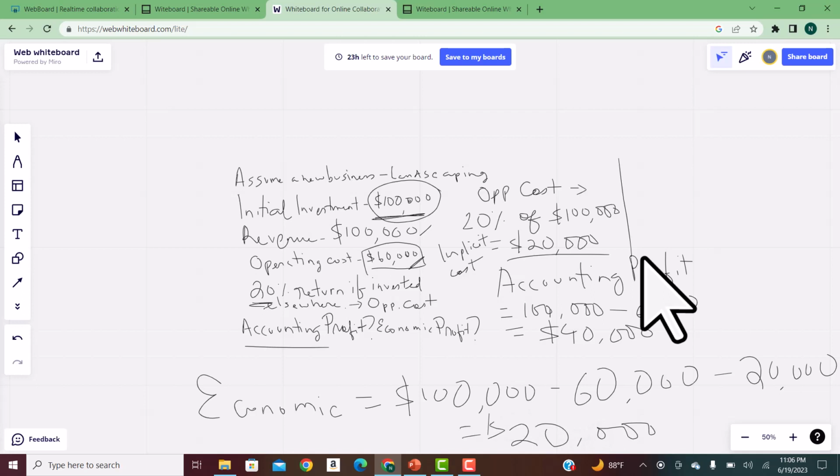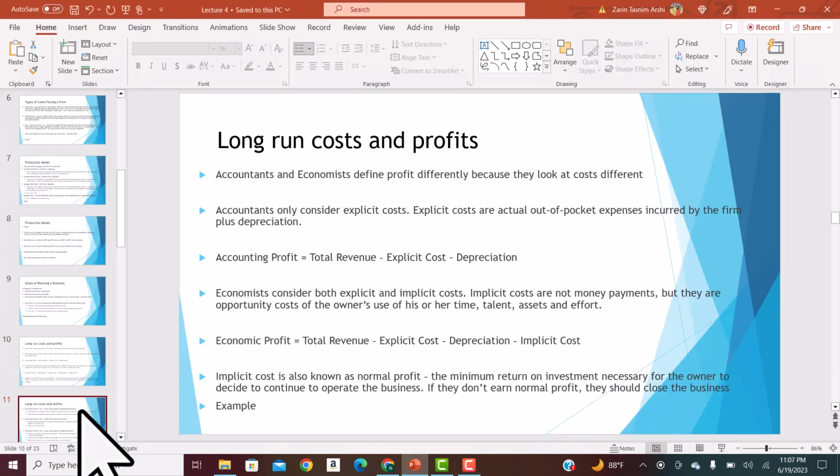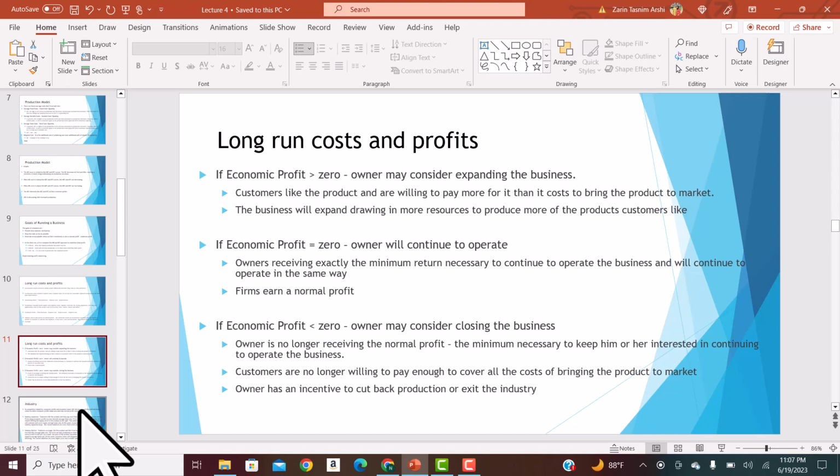So that's how we're going to look at profit differently between accounting and economics. In economics, we look into the benefit that we give up for the next best alternative, which is the opportunity cost, also known as the implicit cost. And we'll take that into consideration when we are calculating economic profit. So if your economic profit is greater than zero, then the owner or the business will expand their production, right? That means you're making money, customers like the product, and they're willing to pay more for it. So they will produce more and sell more in the market, and the business will expand its operation.